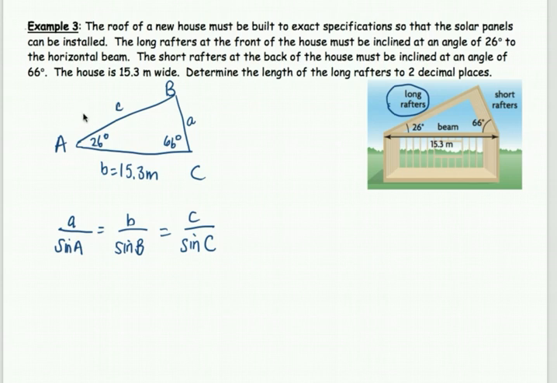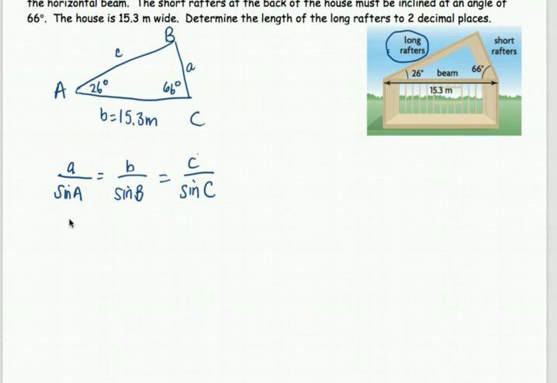Okay, there you go. All right, so let's go fill it in. Little a we don't know, leave it as A. Sine of A we know is 26 degrees. Little b is 15.3. Capital B we don't know. Lowercase c, the side C, we don't know. We need to find that. And then angle C we know is 66 degrees.